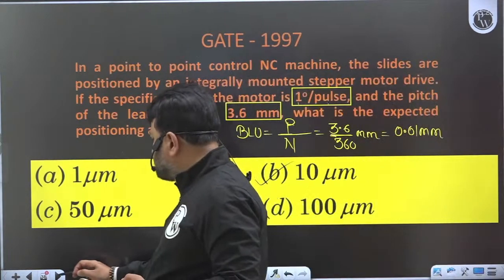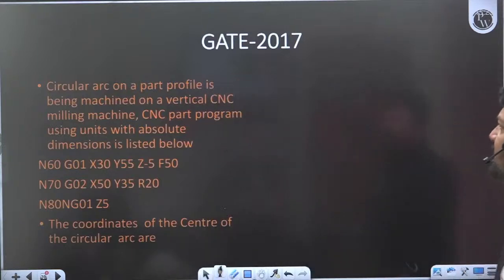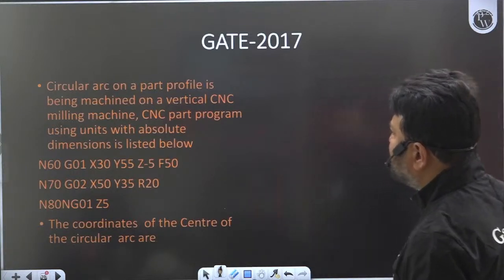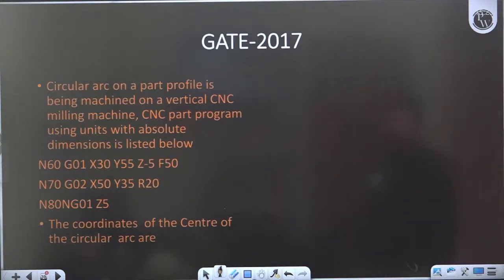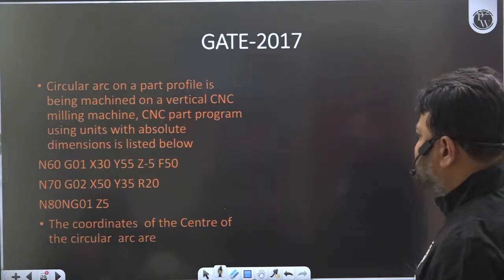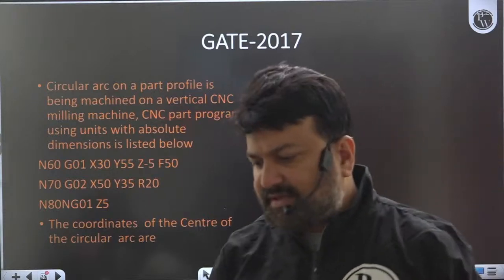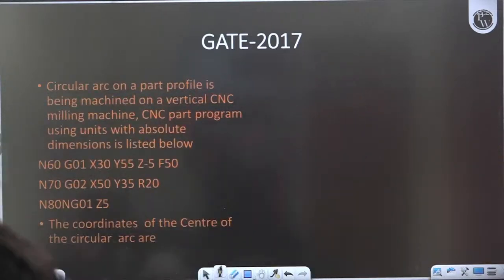Now, the next question. A circular arc on the part profile is being machined on a vertical CNC milling machine. The CNC part program uses absolute dimensions, listed below: N60 G01 X30 Y55 Z-1 G02. Find the coordinates of the center of the circular arc. Now you do this question. I did a lot of questions already with super fast speed, so it is better that you do this question.